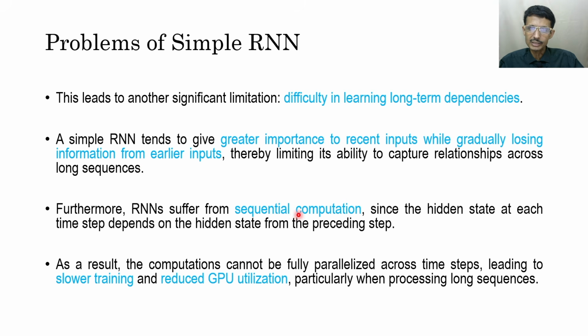Furthermore, RNNs suffer from sequential computation because RNN is a sequential process, since the hidden state at each time step depends on the hidden state from the preceding steps. So what would be the problem with sequential computation? The computation cannot be fully parallelized across the time steps, leading to slower training and reduced CPU utilization, particularly when processing long sequences. So this is another major issue from the computational point of view. These are the major problems if we go for a very naive or simple RNN structure.